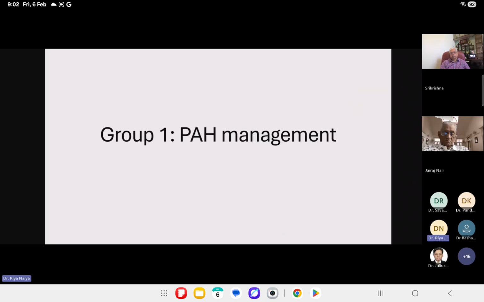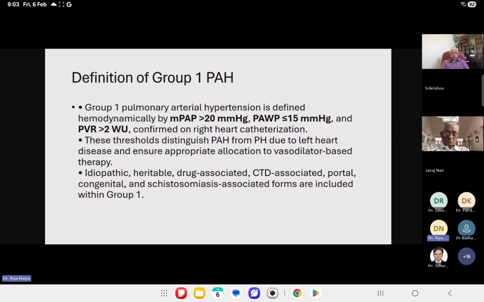Coming to PAH management, or group 1 management. The definition, like we discussed earlier, was an MPAP of more than 20 millimeters of mercury, a pulmonary arterial wedge pressure of less than or equal to 15, and a PVR of more than 2 Wood units. These thresholds help in differentiating PAH from PH due to left heart disease and ensure proper allocation of vasodilator-based therapy.